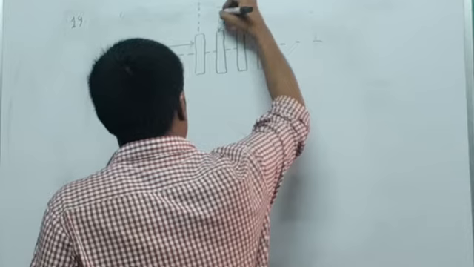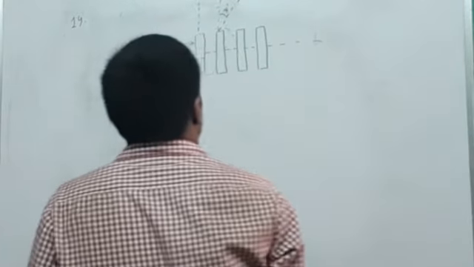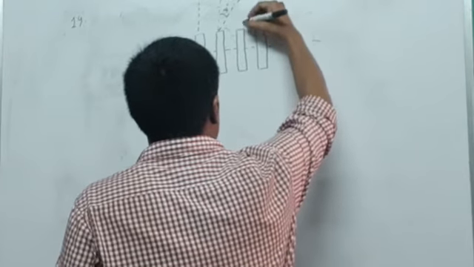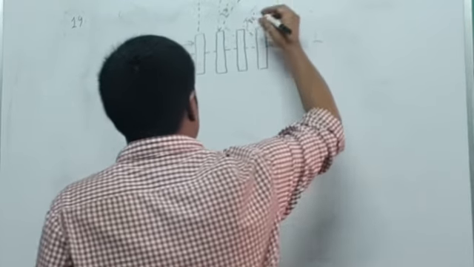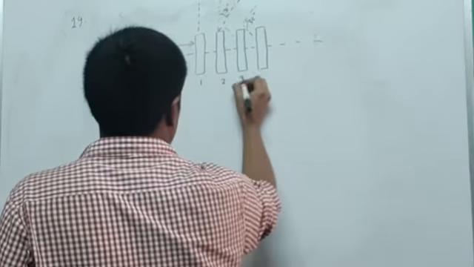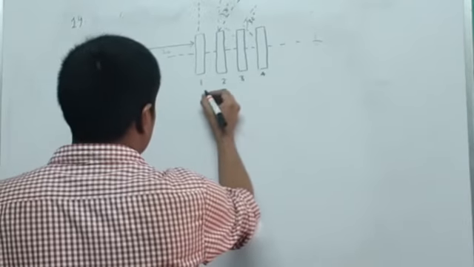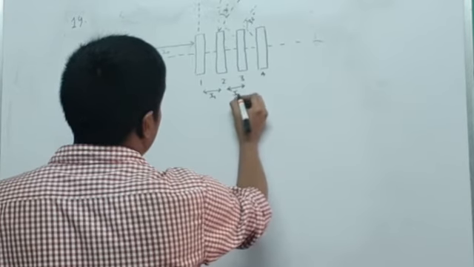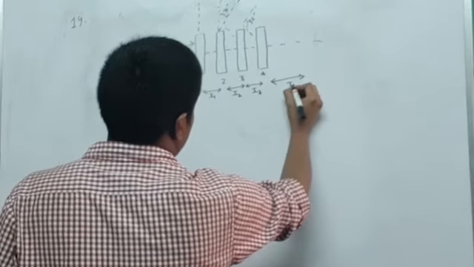So this angle is 30 degrees, followed by this further 30 degrees, and similarly for the fourth polarizer. Let's denote the polarizers as 1, 2, 3, 4, and we'll denote the corresponding intensities as I1, I2, I3, and the final output intensity as I4.